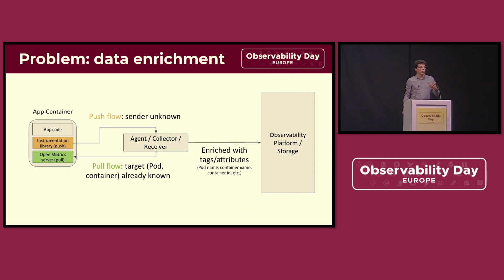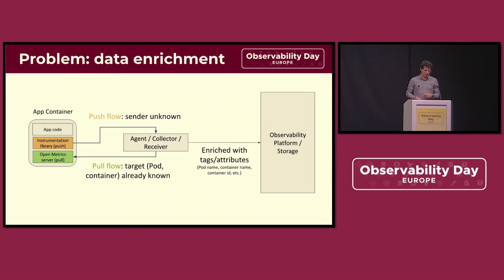And the other flow is a push flow, where your agent or collector is exposing a port or a socket, and your application is going to send the data directly there, typically for traces, for instance. And the issue in that case is how to identify who is sending the data. And you may wonder why it's important. Actually, it's very useful, because it allows the agent or the collector to automatically enrich your observability data with all this meta information like pod name, container ID, and so on, that will allow you to filter and search in your observability platform of choice later.